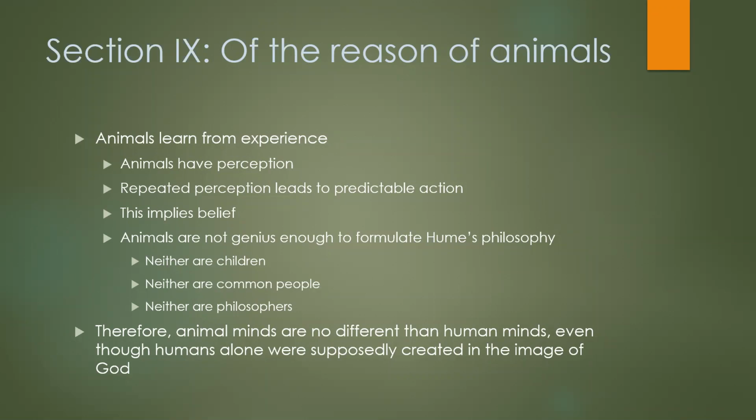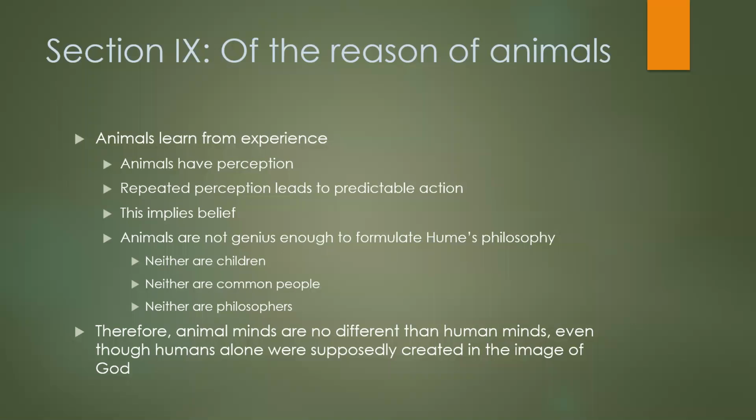And what else do we see in animals? They learn, right? That is, repeated perception leads to predictable action. You can train a dog, right? It learns what this means, and it learns to expect this outcome if it does this. It learns to expect this other outcome if it does that, and so it chooses to do that.